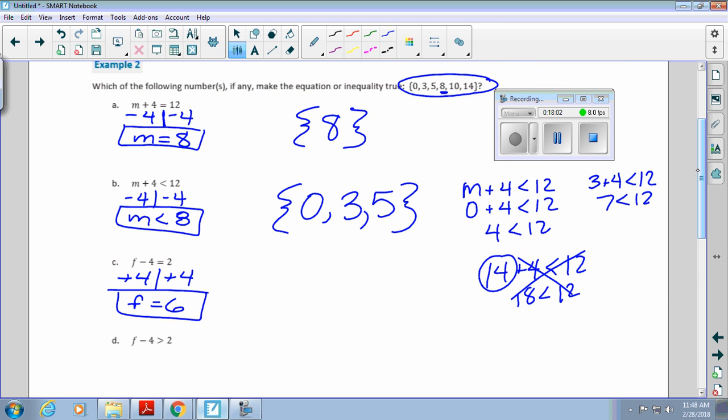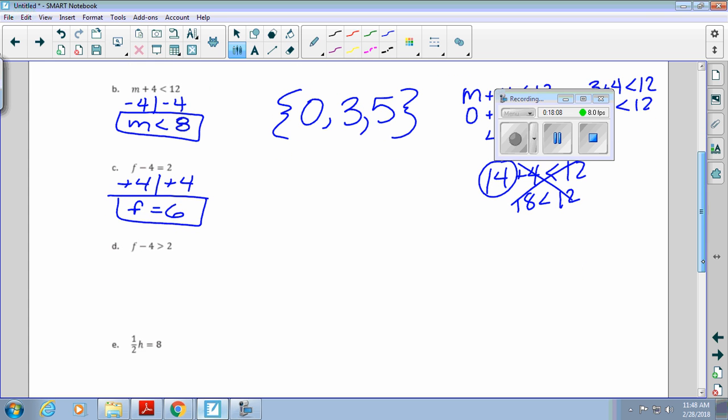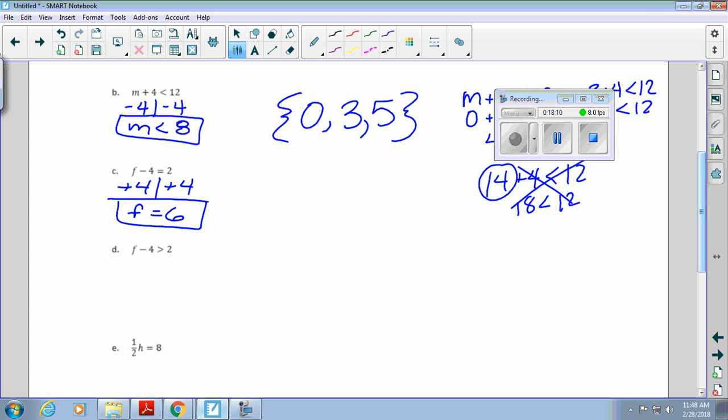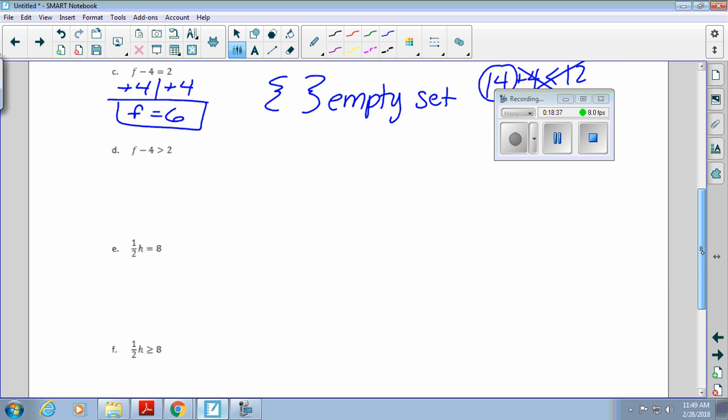Now, one thing I want to talk about is when you have an answer, f equals 6, and you go up to your solution set, and there's no 6 up here. A lot of kids are tempted to write 0 as the answer, but 0 is not our answer. 0 is an actual number, right? So we would just write empty set. Or maybe you may see none written, but none of those answers are going to solve or satisfy that equation. Make it true.